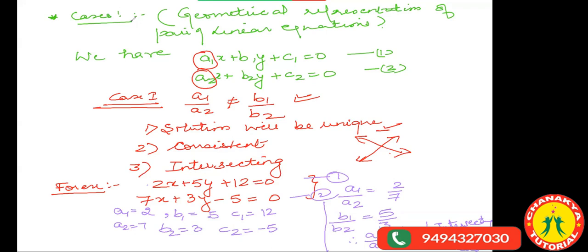Yes, children, in this type of question, where you have to identify whether the lines are parallel or intersecting, and whether the solution is unique, no solution, or infinitely many solutions, first write the values of A1, B1, and C1. Then write their fractions. Then check whether A1 upon A2 is not equal to B1 upon B2. If both are not equal, the lines will intersect, there will be a unique solution, and the system will be consistent.